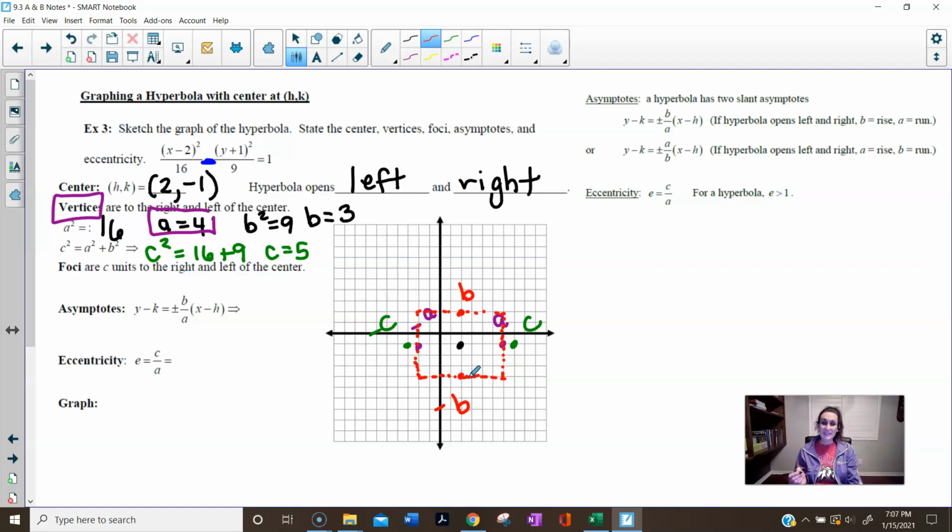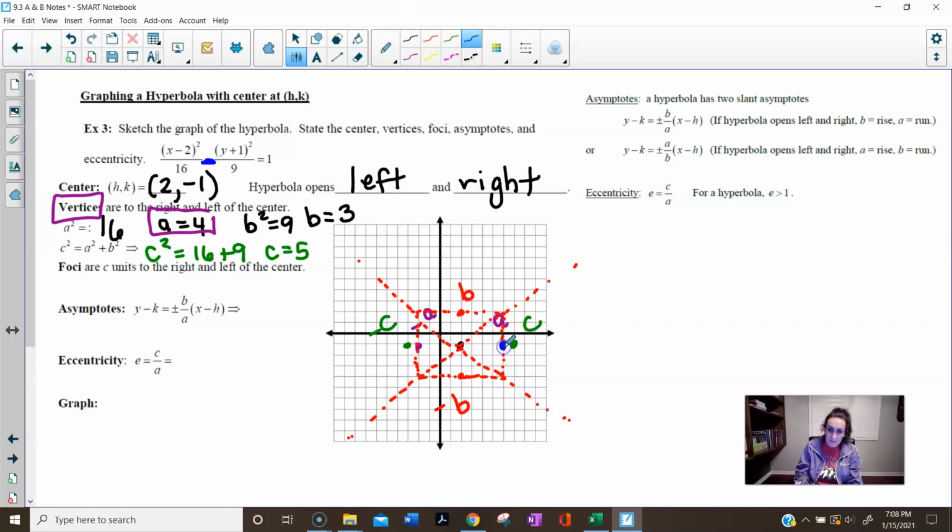So there's the rectangle. Now start from the center and go through the corners of the imaginary rectangle. Now we are ready to go. Let's draw our hyperbola.